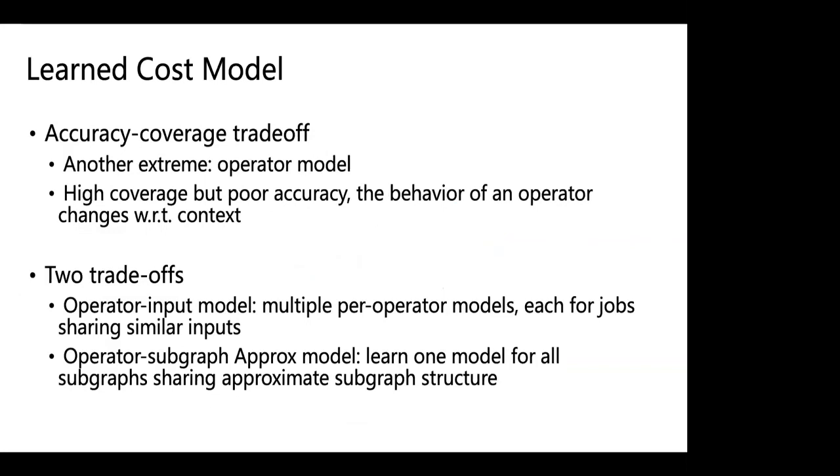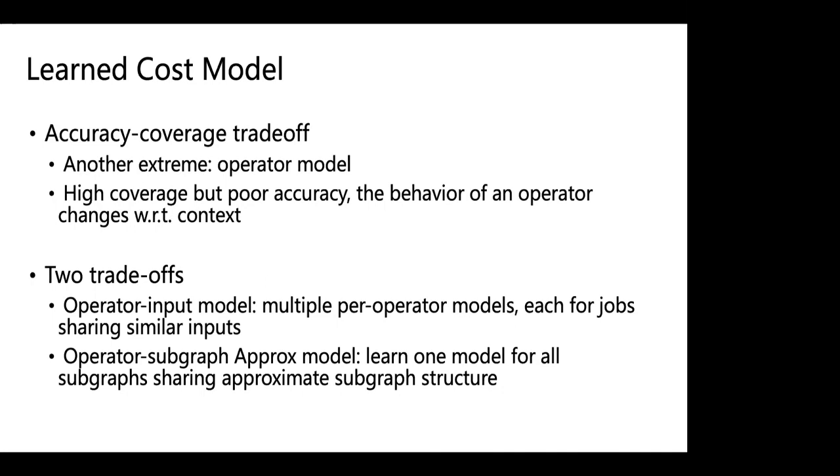Another way is to learn an operator-level model, that is, a model for each operator. This would have very high coverage, but its accuracy would be poor, because as I mentioned before, the behavior of an operator changes with respect to the context. So it makes two trade-offs by proposing two learning methods. One is the operator-input model. It learns multiple models for each operator, but each for jobs sharing similar inputs. So it divides the context of each operator.